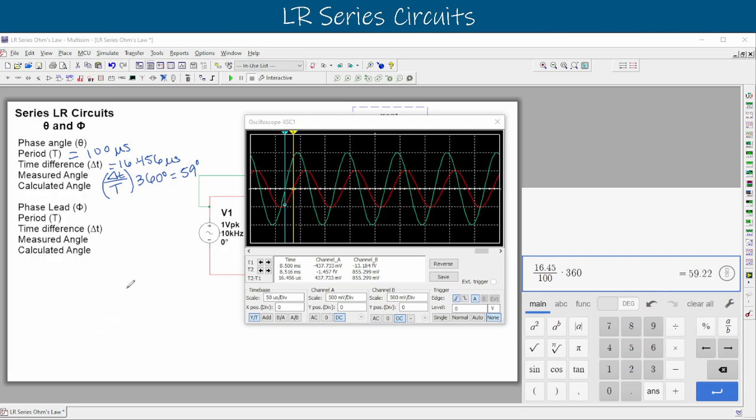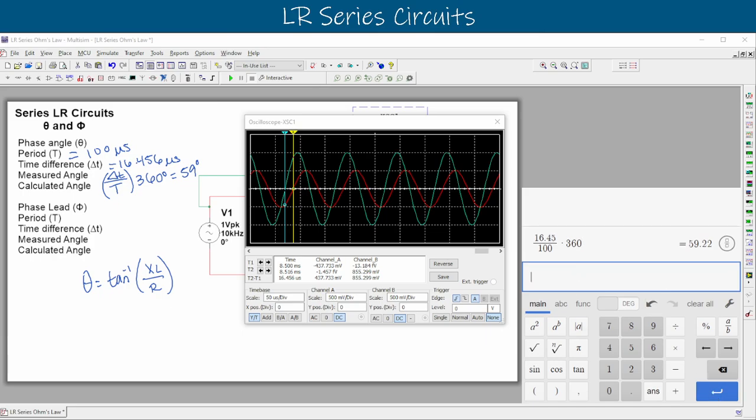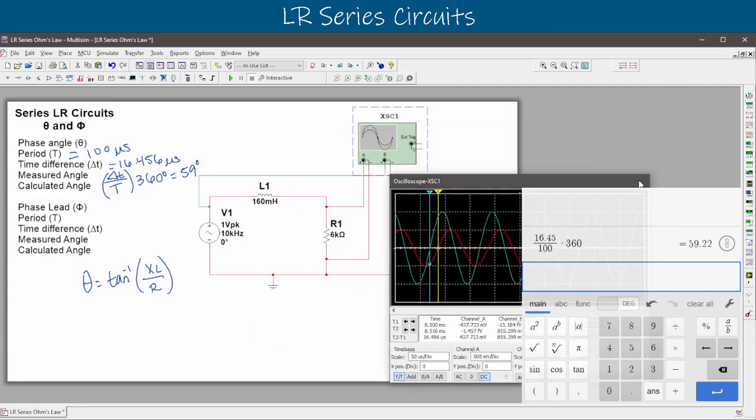And that's the other one, that tangent equation. So we can solve for that one by saying that our theta is equal to the inverse tangent, tan to the -1, of our XL divided by our resistor, right? The nonlinear on top, the linear on the bottom there. So let's calculate that. Because we know those two values, we just have to figure out what our XL is again. Let's exit out of this one.